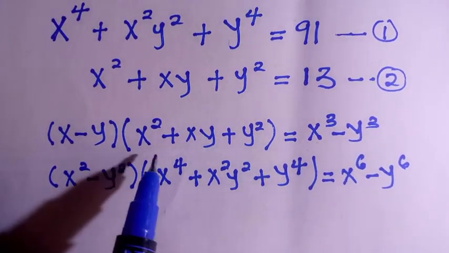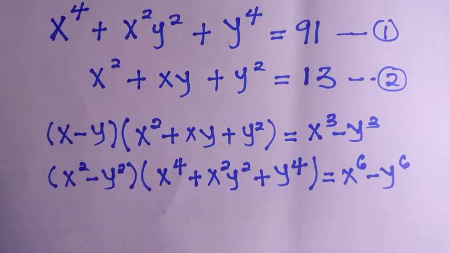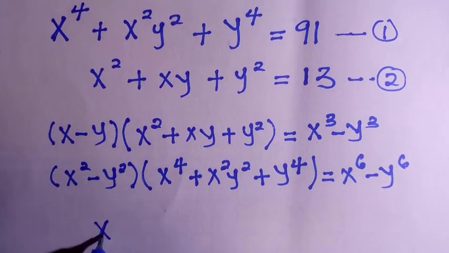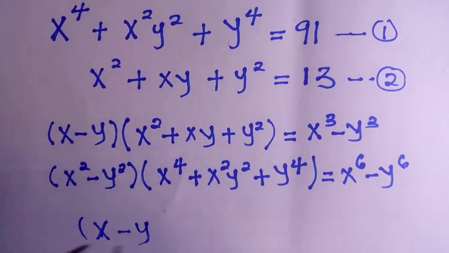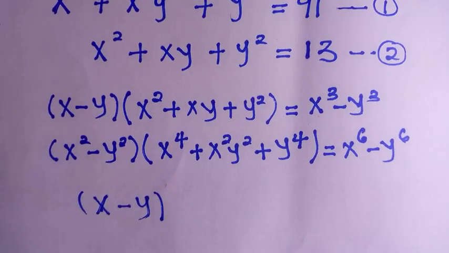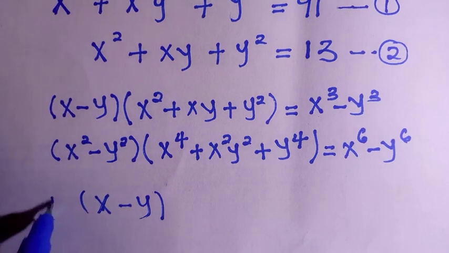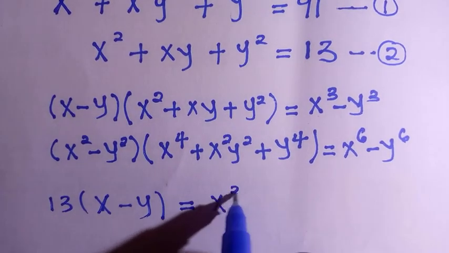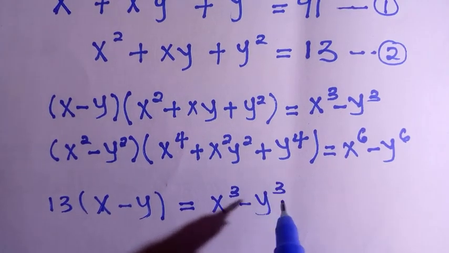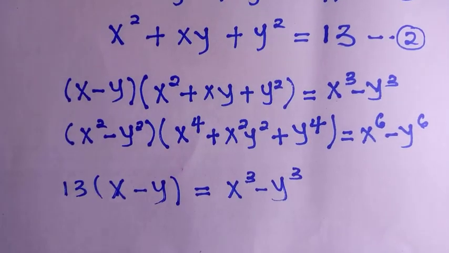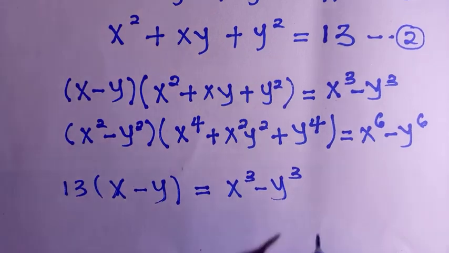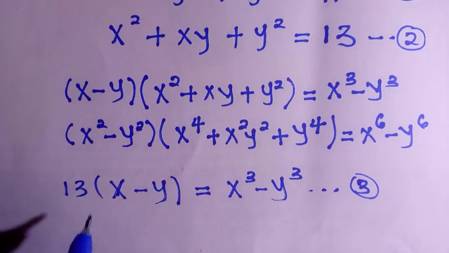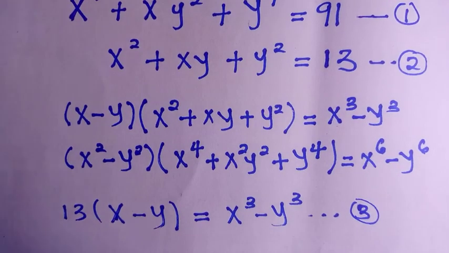So what I will do here is, we have x squared plus xy plus y squared, and this is equivalent to 13. So we just replace it here, and we multiply x minus y by 13. Then this equals x cubed minus y cubed. For the second one, we also do the same thing, since it has been equivalent to something above, and we consider this as equation 3.